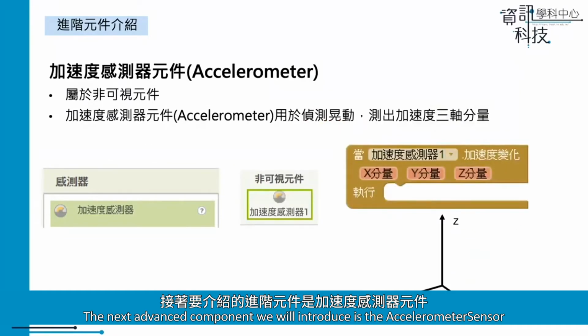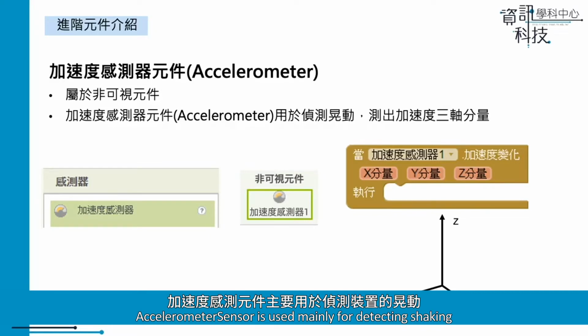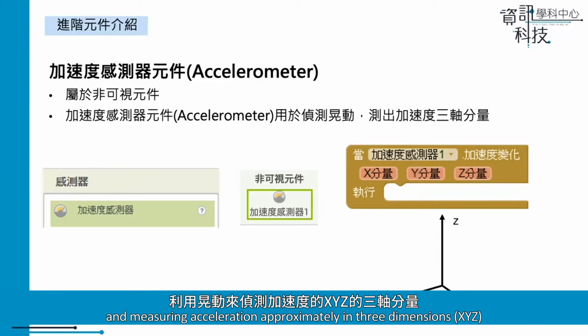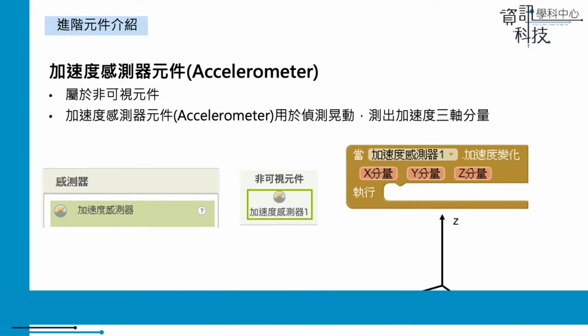The next advanced component we will introduce is the Accelerometer Sensor, which can be found under Sensors in the Palette. It is also a non-visible component. Accelerometer Sensor is used mainly for detecting shaking and measuring acceleration approximately in 3 dimensions, XYZ. When acceleration changes are detected, some programs will be executed.